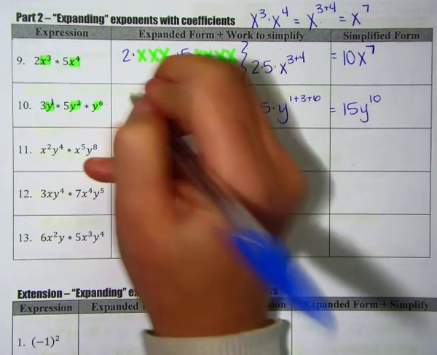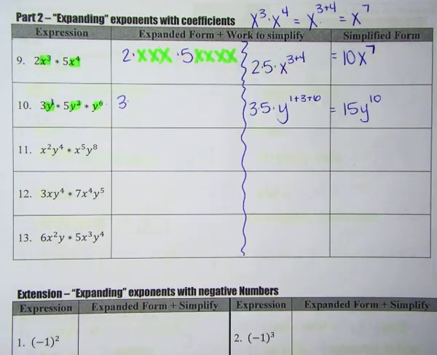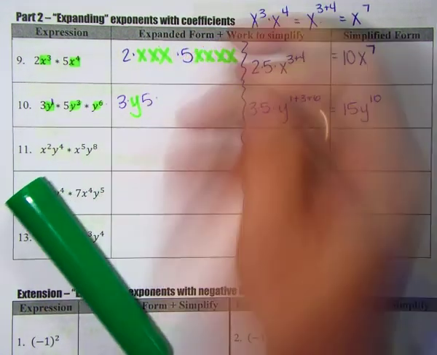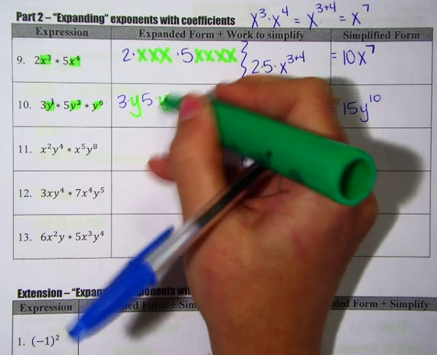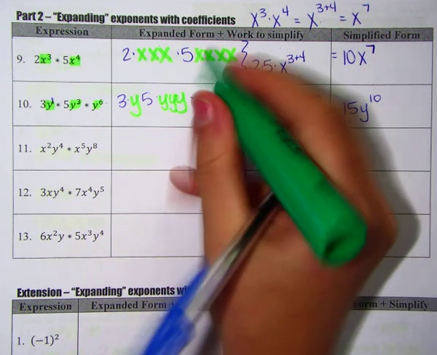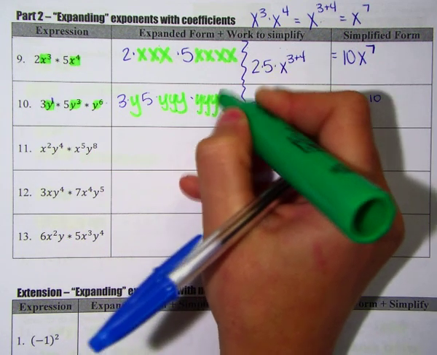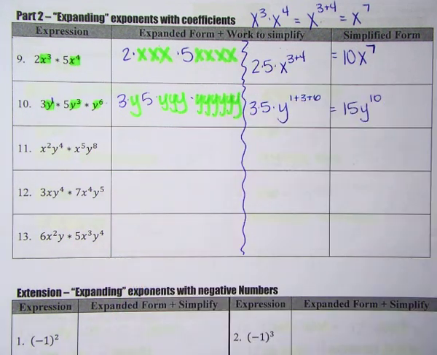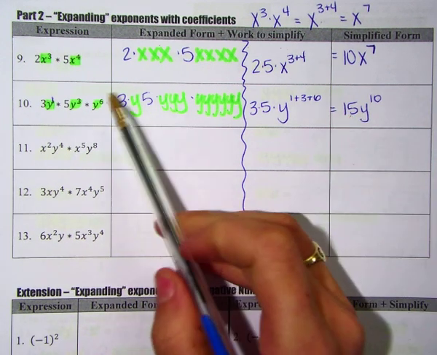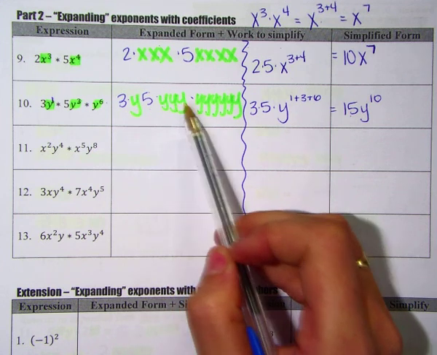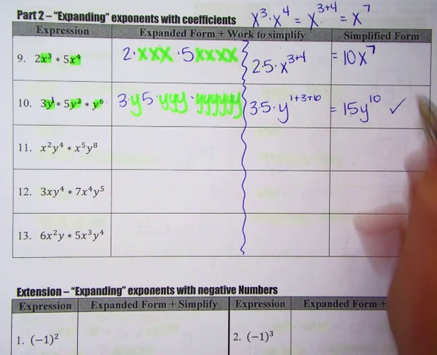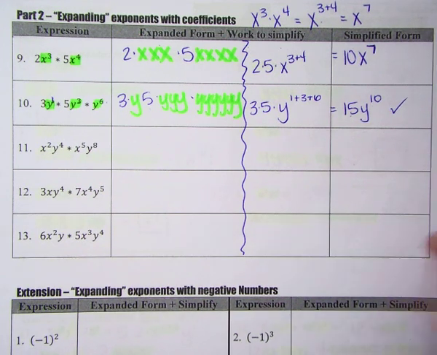Let's check that out. 3 times just 1 y, 5 times 3 y's, times 6 more y's. Three times 5 is 15. And now I'm multiplying y together 1, 2, 3, 4, 5, 6, 7, 8, 9, 10 times. So it's right.